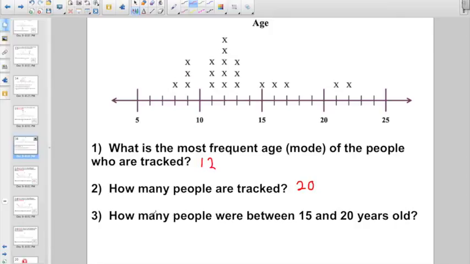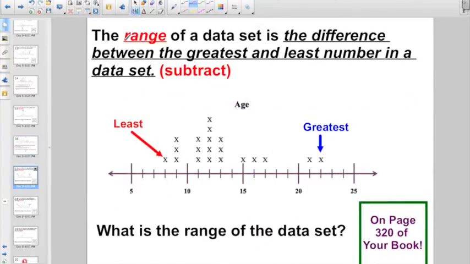And I'm going to do one more, same like the other one. How many people were between 15 and 20 years old? Remember, if you're talking about between, you actually don't want to go and count those numbers. How many people were between 15 and 20? That would be 2.